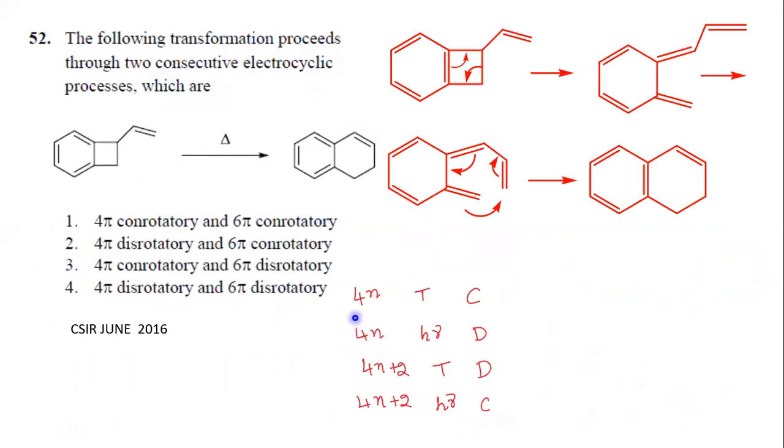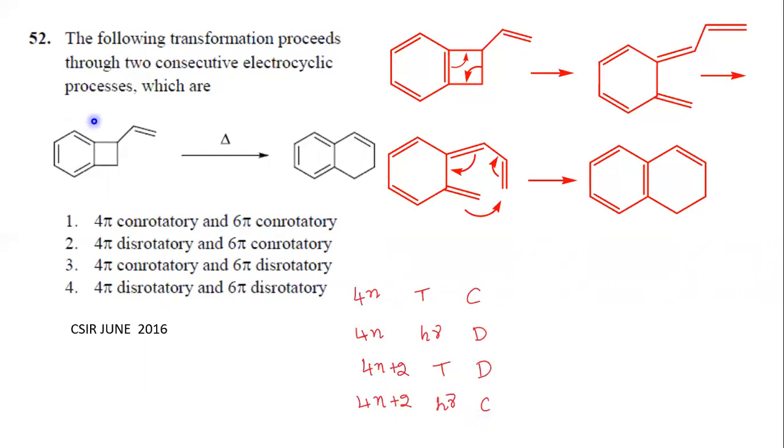Now, for a system with 4n electrons under thermal conditions, we can either close the ring or open the ring in a conrotatory fashion. Whatever is given, these are the allowed rules. And a 4n electron system under photochemical conditions must be either closed or opened in a disrotatory fashion. Then a 4n plus 2 system under thermal conditions must be done through disrotation. A 4n plus 2 system under photochemical conditions must be either closed or opened through conrotation.